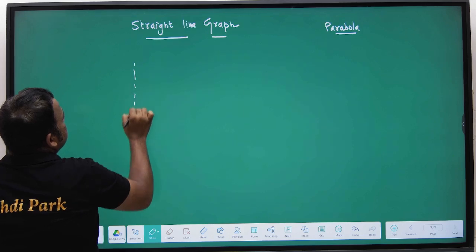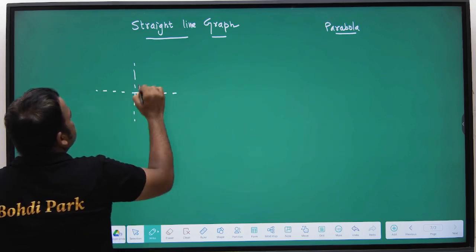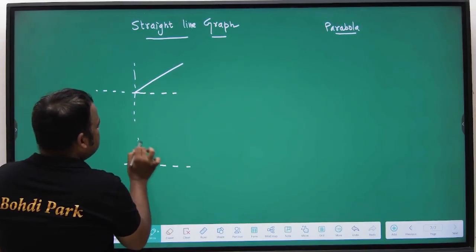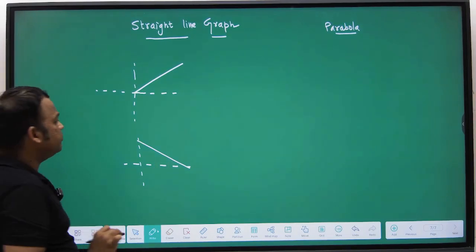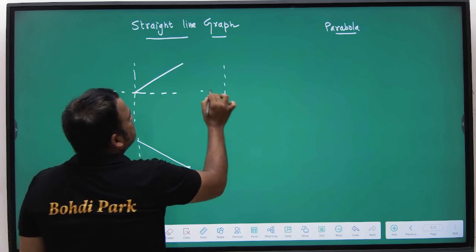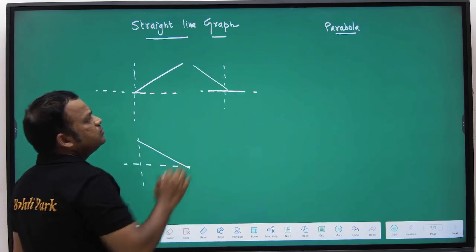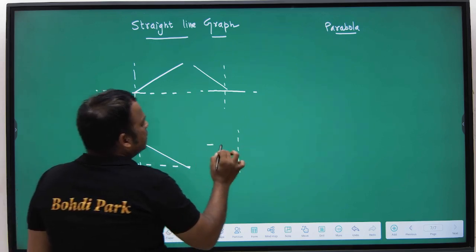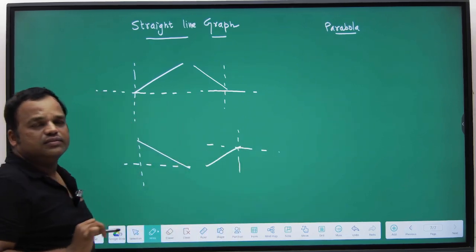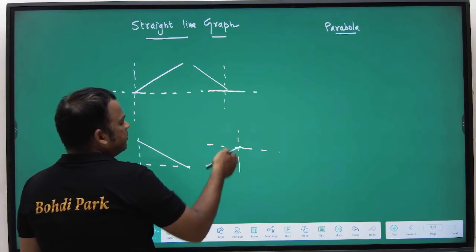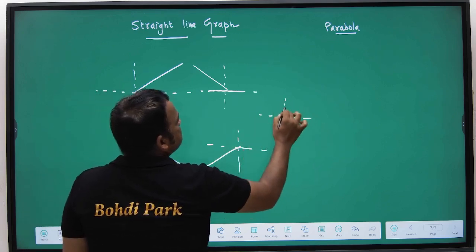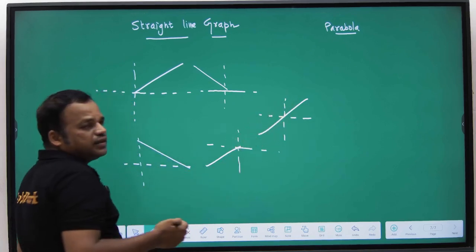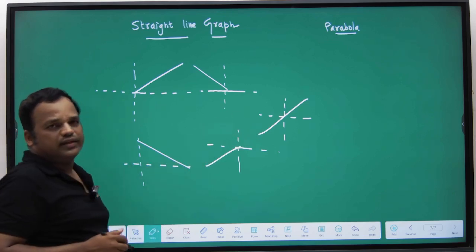So suppose this is the y-axis and this is the x-axis. If graph is like this or graph is like this, it is a straight line graph. Sometimes the graph can be on the negative side. Now over here you see the y is positive but x is negative. Sometimes both are negative, so graph will be like this. When x is negative, y is also negative. Suppose negative and positive both are considered. When x is positive, y is positive. When x is negative, y is also negative. So graph will look like this. It is a straight line graph.